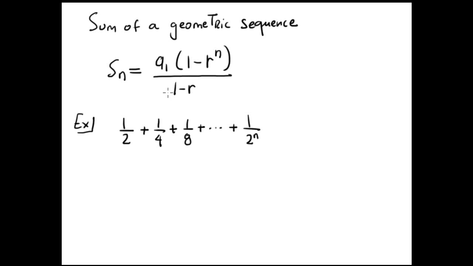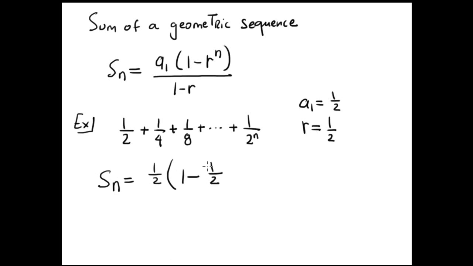Look, in this example, I can see the common ratio of this geometric sequence, 1 over 4 divided by 1 half, is 1 half. And the first one is 1 half, no? That's a coincidence, 1 half, 1 half. So the sum for any number of elements is equal to 1 half times 1 minus 1 half to the n power, divided by 1 minus 1 half.